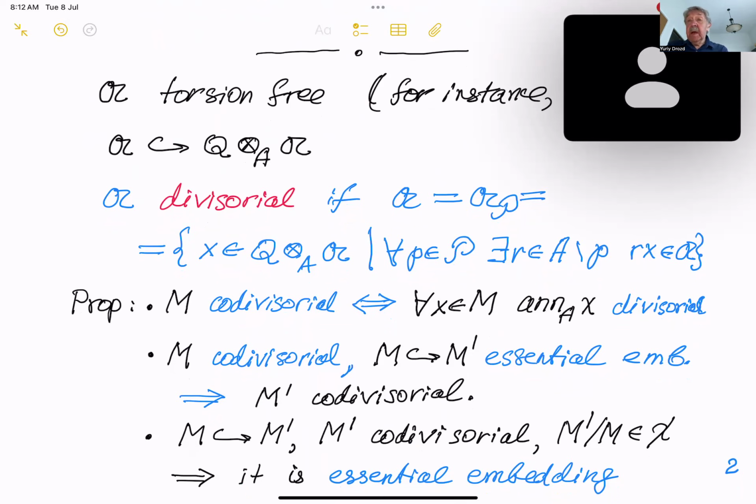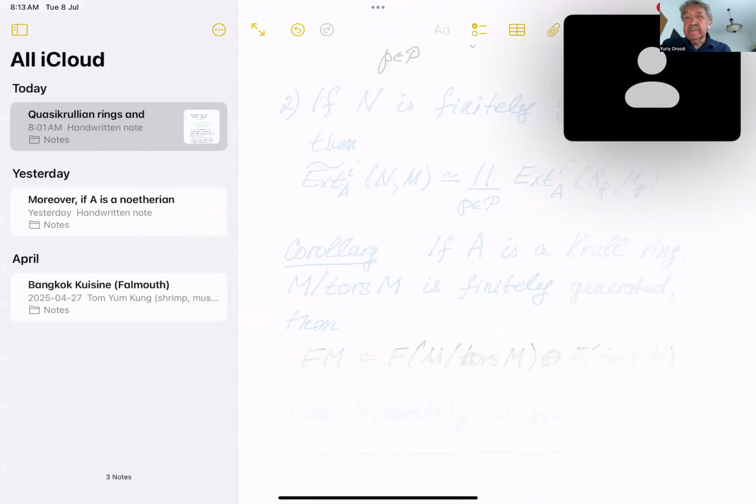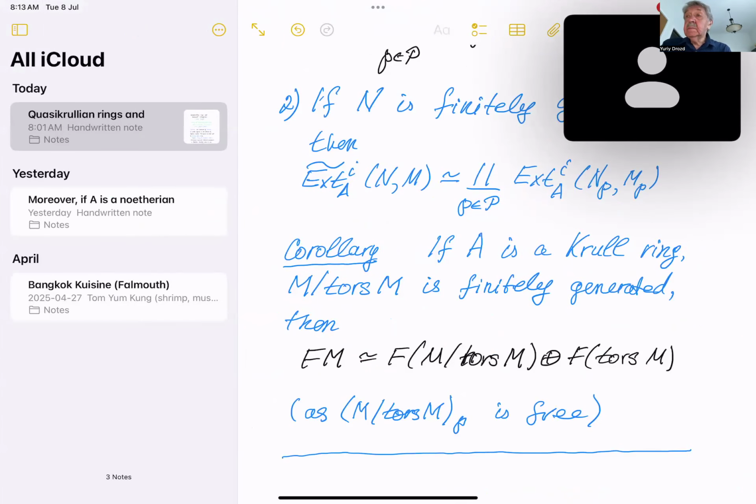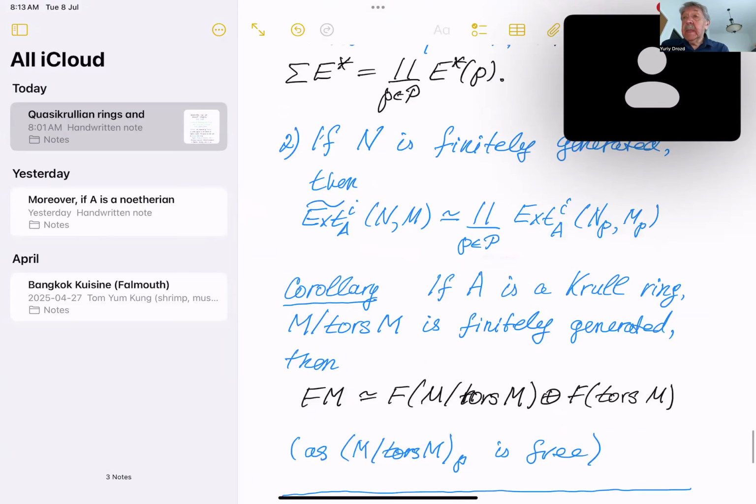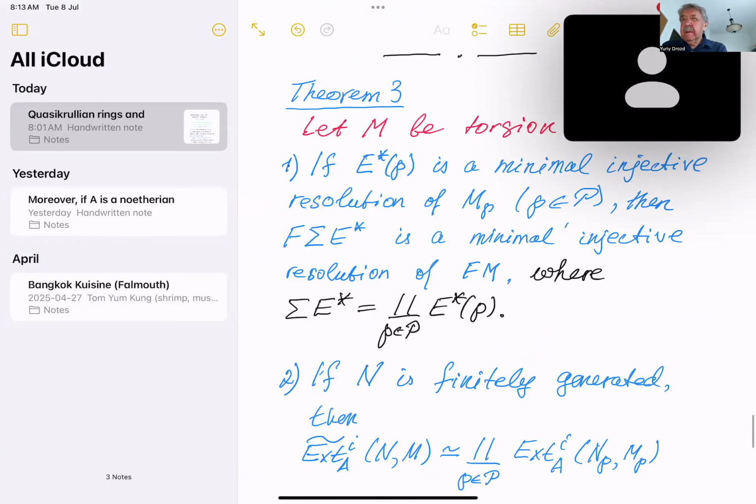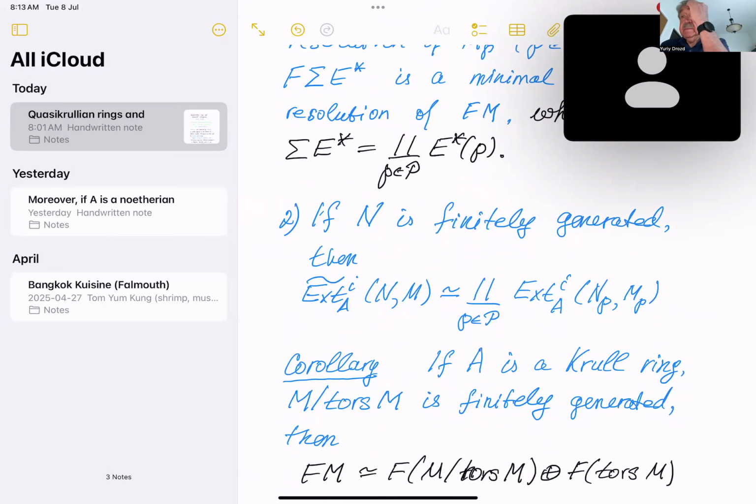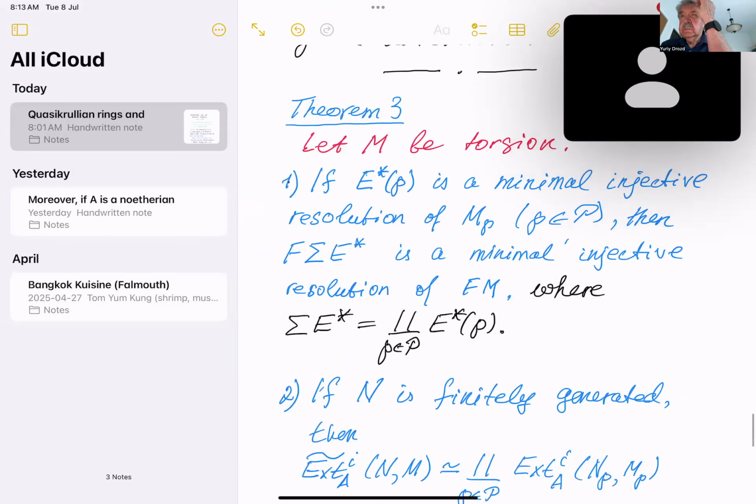Okay, maybe I will show. If N is finitely generated, yeah. Oh, no. For instance, if it is, no. Your pardon, I have done something.